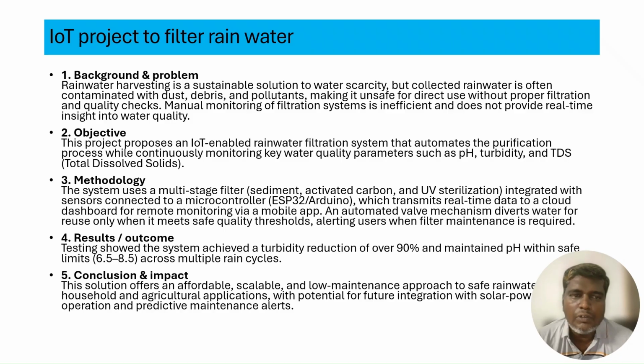Coming to the objective, here the objective has been mentioned with 'this project proposes', which is a keyword, an IoT-enabled rainwater filtration system. This is the technique you have adopted here, and it is going to do continuous monitoring of key water quality parameters such as pH, turbidity, and TDS. These are the various objectives you are going to focus on.